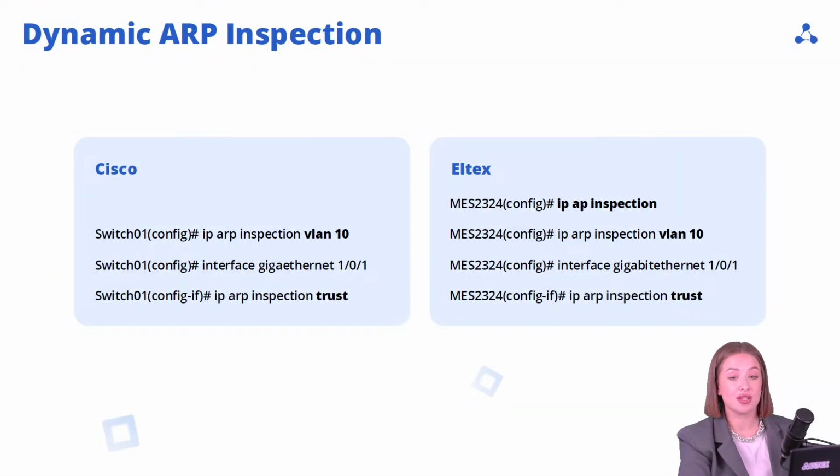The dynamic ARP inspection feature, which protects against MAC and IP addresses spoofing in ARP packets coming from the client, works based on the DHCP snooping compliance table. In this case, the configuration for MES is slightly different than for the Cisco. Additionally, it is necessary to enable this feature in the global configuration mode and not just in a specific VLAN as on Cisco. After that, we switch to the interface configuration mode and define the port as trusted using the IP ARP inspection trust command.